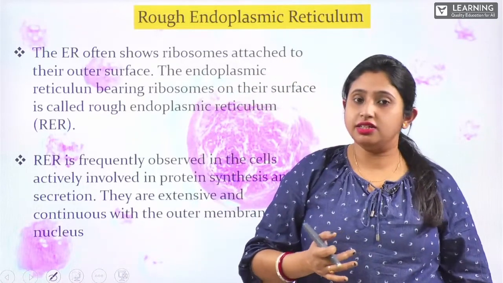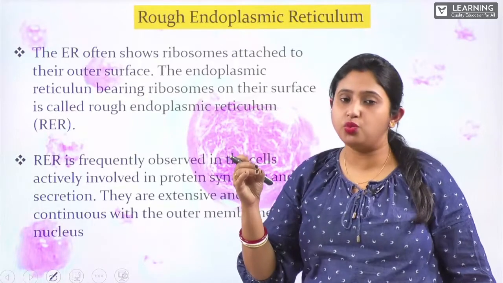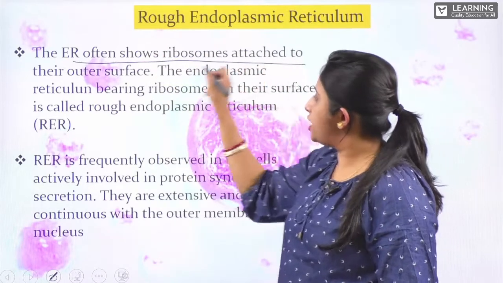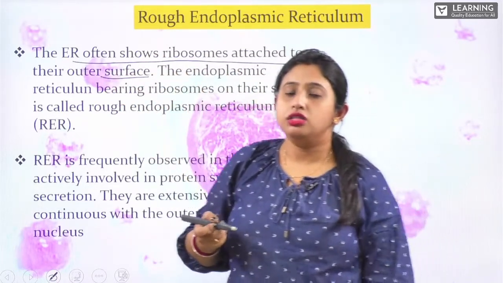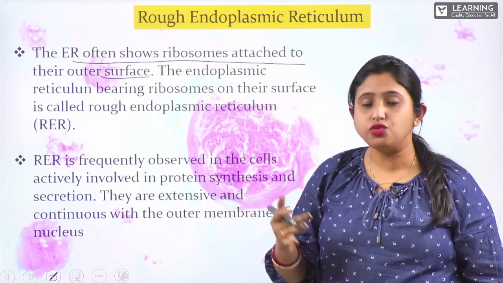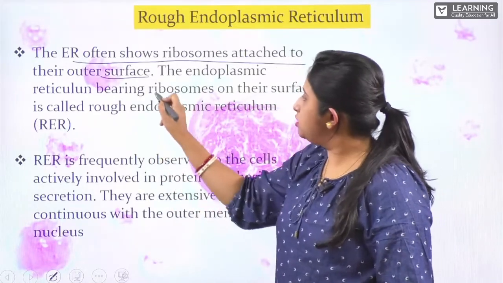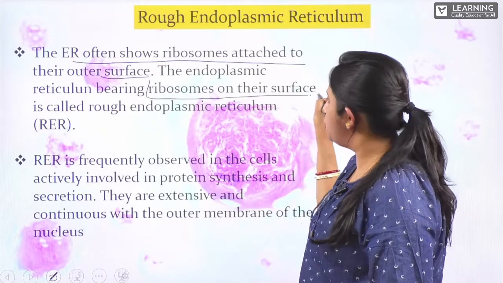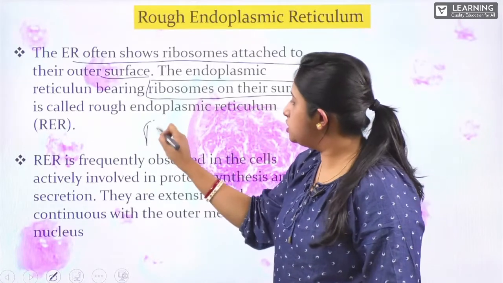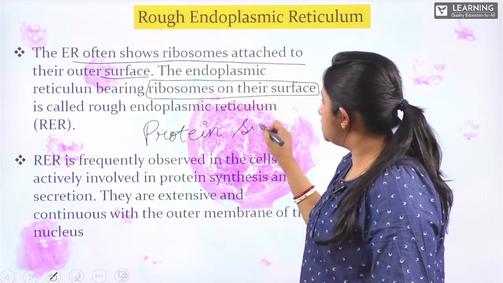Next, let us learn the rough endoplasmic reticulum. As you know, in the rough endoplasmic reticulum the ribosomes are attached, right? The ER often shows ribosomes attached to the outer surface. The endoplasmic reticulum bearing ribosomes on its surface is called the rough endoplasmic reticulum, and it is responsible for protein synthesis.